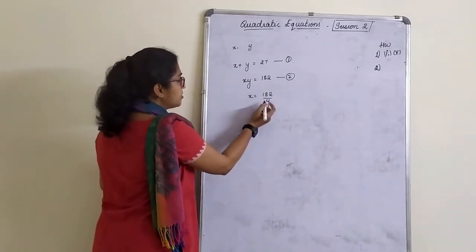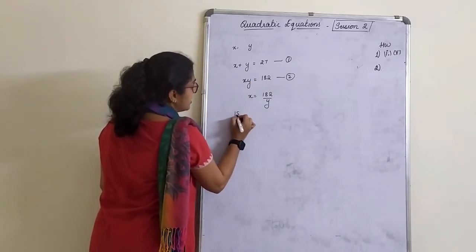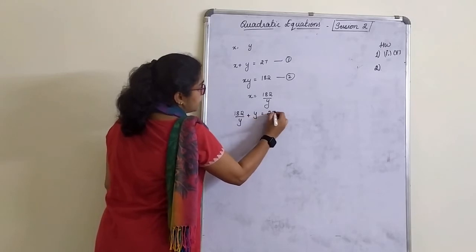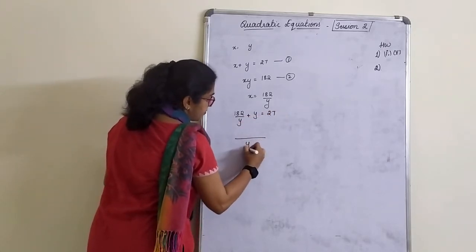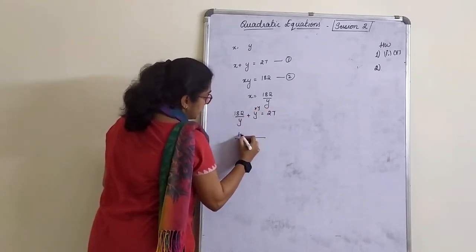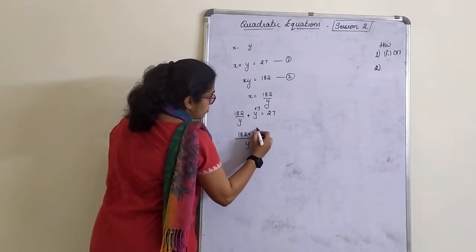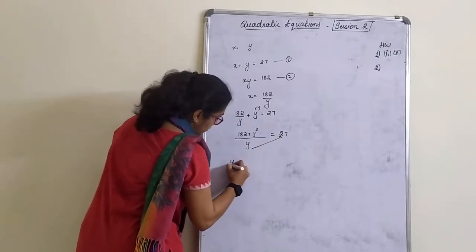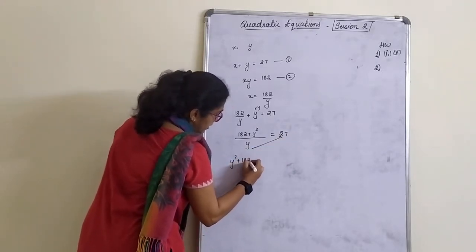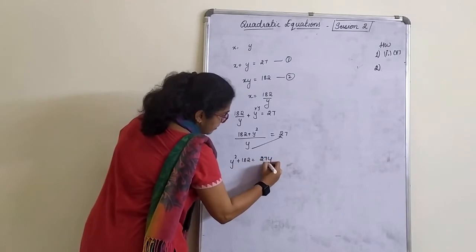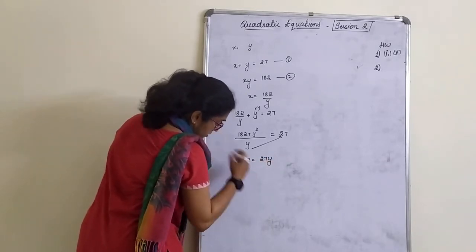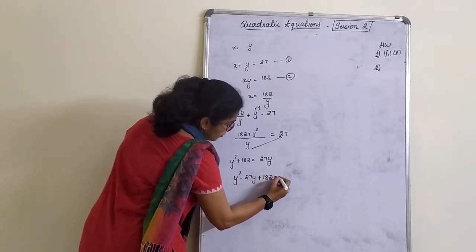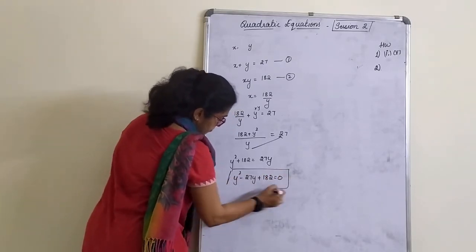Now see, I'll just show you what we can do further. x is written as 182 by y, plus y is equal to 27. LCM is y, so multiply by y: 182 plus y square is equal to 27. Cross multiply: y square plus 182 is equal to 27y. So y square minus 27y plus 182 is equal to 0.